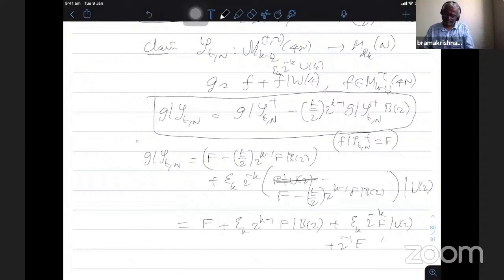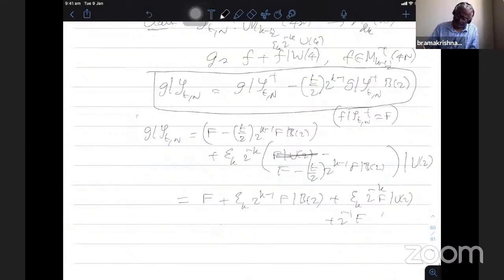So if I take epsilon k, this T by 2 is minus epsilon k. Therefore this is epsilon k 2 power k minus 1, this is minus epsilon k, this plus epsilon k square goes, 2 power minus k goes, only the 2 power minus 1 remains. Okay, so simplifying, this and this gives you 3 by 2 f. Combining these two, what I get is plus epsilon k 2 power minus k, when I take it out, it is f bar U2 plus 2 power 2k minus 1 f bar V2. Do this carefully.